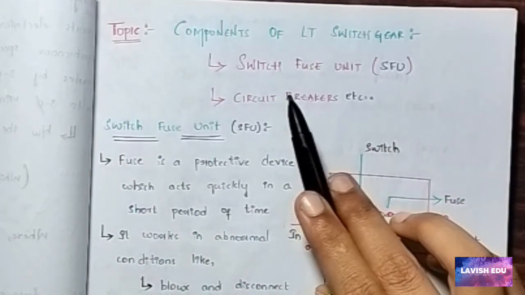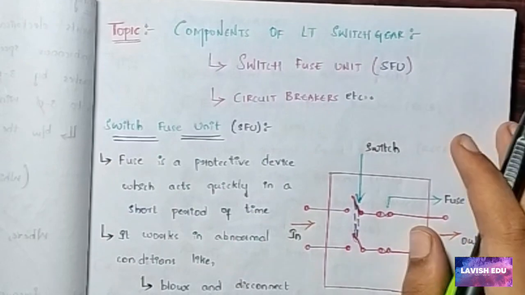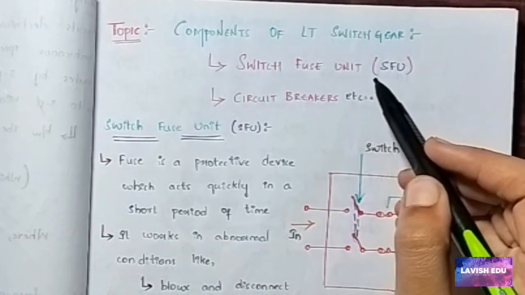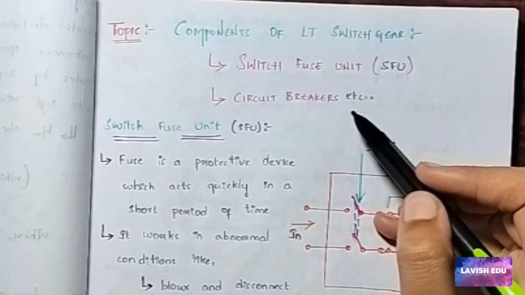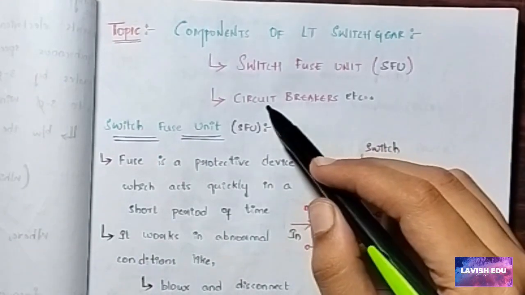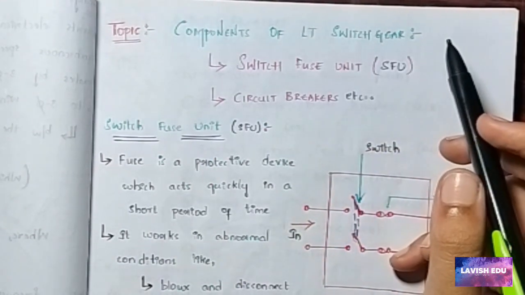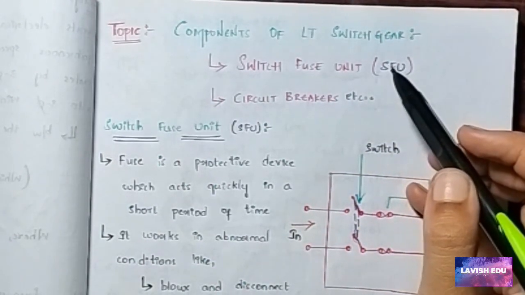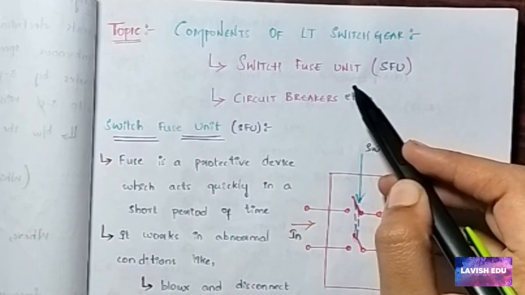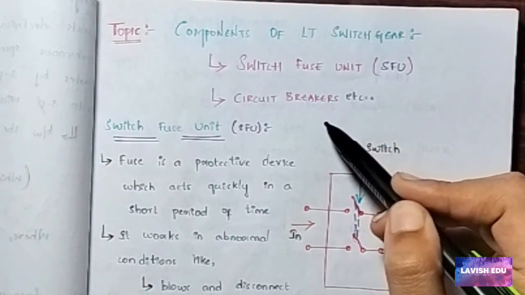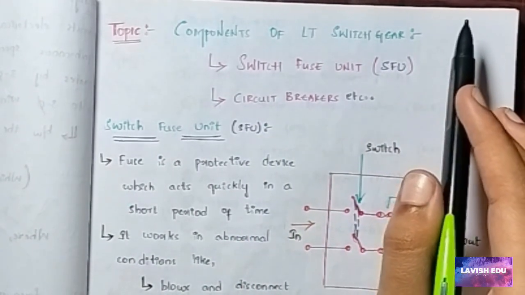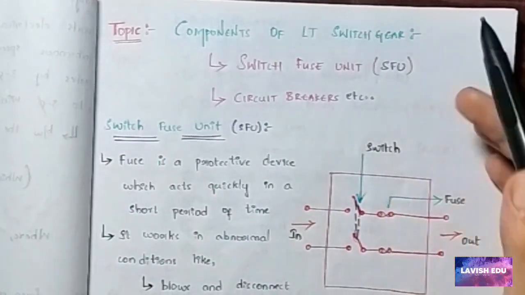Today I'm going to tell you the components of the LD switchgear. Actually, the components are of two types. One is a switch fuse unit and the other one is circuit breaker. The circuit breakers are classified into many other types, but today we will discuss the switch fuse unit. In the next videos I will tell you about the circuit breakers and their types in the fifth chapter of the BEE. So let's continue the video.